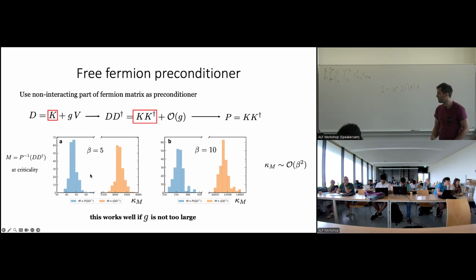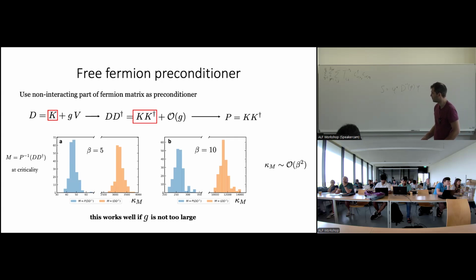Then once you precondition with this P, the product has condition number like 50. So it's a huge difference. And then when you go to beta equals 10, it gets much worse. The condition number of the unpreconditioned matrix is like 11,000, whereas that of the preconditioned one is 250. So this is a big speed up.